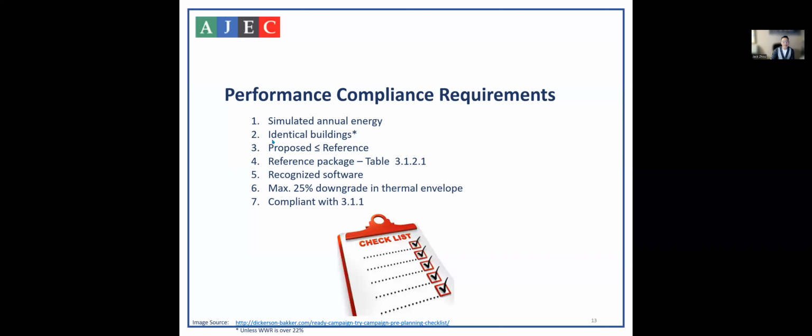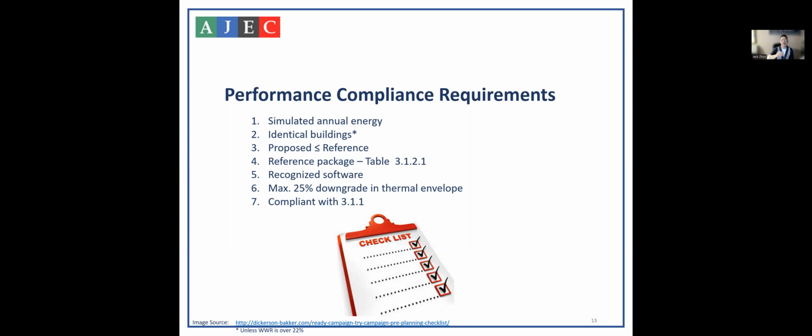The second rule is we need to ensure that we use identical buildings. Now, there's an asterisk at the end. Basically, you have to do energy modeling, and you have to ensure that you model the same geometry for these buildings, except under one condition. If your design is over 22% window to wall ratio, so the highest building I have done in the past is 64%. That's the highest one, 64% window to wall ratio. That is my maximum limit. I have reviewed a drawing for another energy advisor that their design was 89% window to wall ratio.